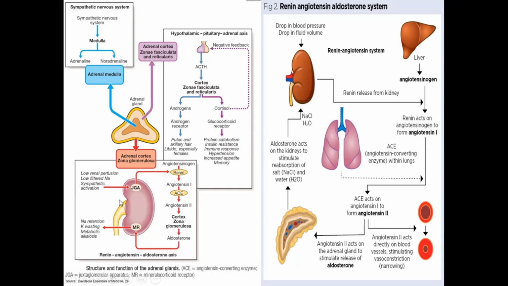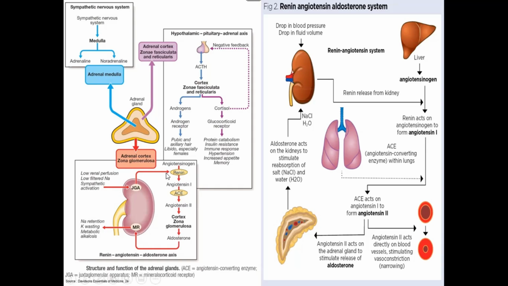So at the juxtaglomerular apparatus, when there is low renal perfusion, it means the patient is hypovolemic. Low filtered sodium, the patient is hypovolemic or hyponatremic. Sympathetic activation means the patient's BP is low. Low BP, hypovolemia, hyponatremia, all these are sensed at the juxtaglomerular apparatus at the macula densa. All this will cause secretion of renin. Renin converts angiotensinogen to angiotensin 1. After that, angiotensin 1 will go to your lungs, where angiotensin converting enzyme will convert your angiotensin 1 to angiotensin 2. This occurs in your lung.